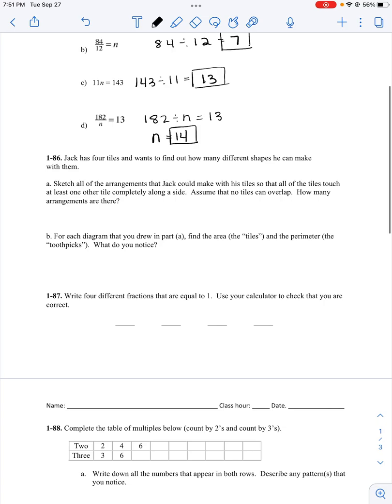Okay, problem 86. Jack has 4 tiles and wants to find out how many different shapes he can make with them. We need to sketch all of the arrangements that Jack could make with his tiles so that all of the tiles touch at least one other tile completely along a side. Assume that no tiles can overlap. How many arrangements are there? So I need to make sure that I use just 4 tiles.